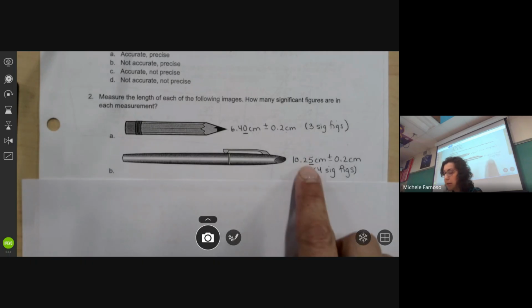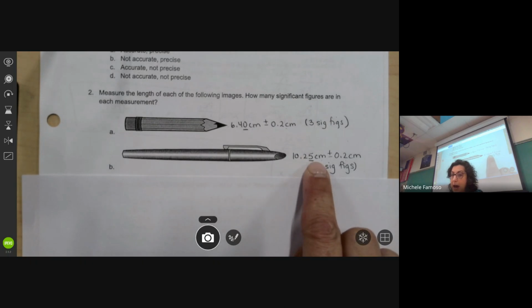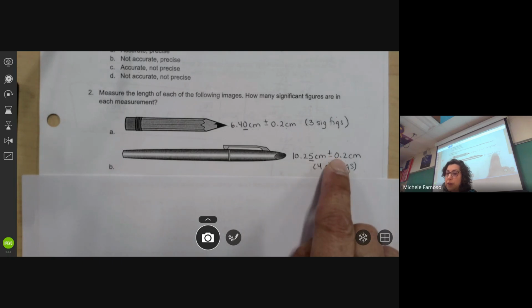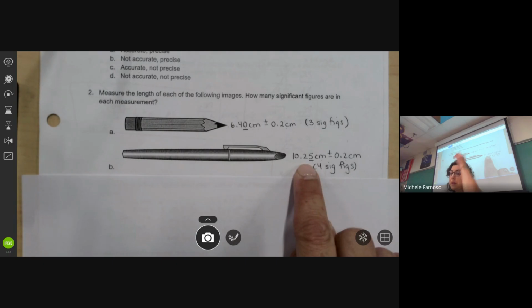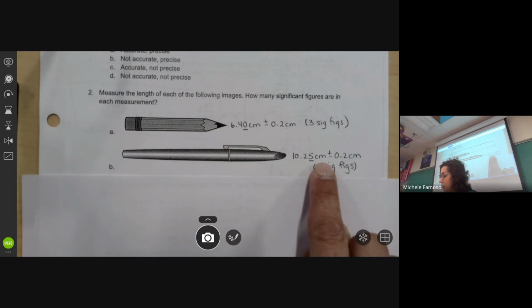Letter B, the accepted answer is 10.25 centimeters. Again, you have to measure to the 100th place. You should have had a unit on it. You're within 0.2 of a centimeter, so anything between 10.05 and 10.45 centimeters was allowed, as long as you measured out to the 100th place, and that has 4 significant figures.